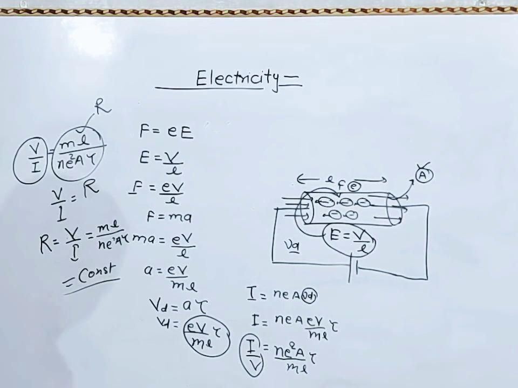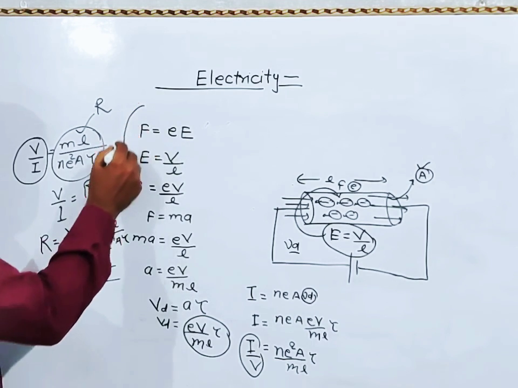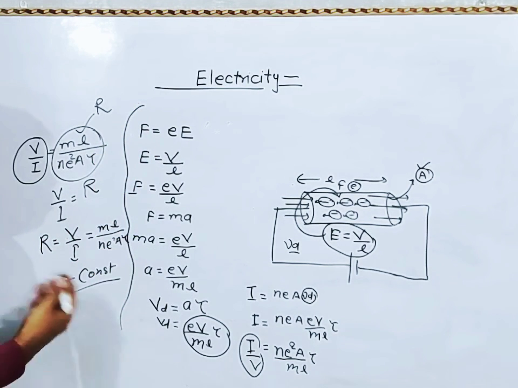Ohm's law, we go on studying. Now here we are just able to derive Ohm's law, that is V by I is equal to constant. And R, this is what we prove.